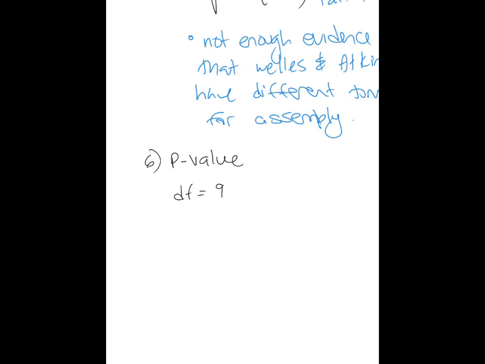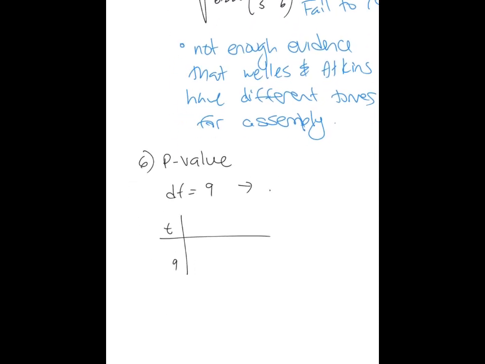But remember, degrees of freedom is 9. We're going to be looking at 9 degrees of freedom on our t-table, and where would we find 0.66 in that table?